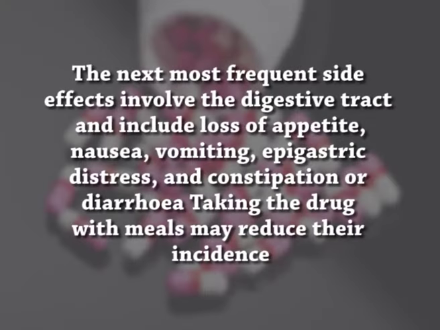The next most frequent side effects involve the digestive tract and include loss of appetite, nausea, vomiting, epigastric distress and constipation or diarrhea. Taking the drug with meals may reduce their incidence. H1 antagonists appear to increase appetite and cause weight gain in rare patients. Other side effects, apparently owing to the anti-muscarinic actions of some of the first generation H1 receptor antagonists, include dryness of the mouth and respiratory passages, sometimes inducing cough, urinary retention or frequency and dysuria. These effects are not observed with second generation H1 antagonists.